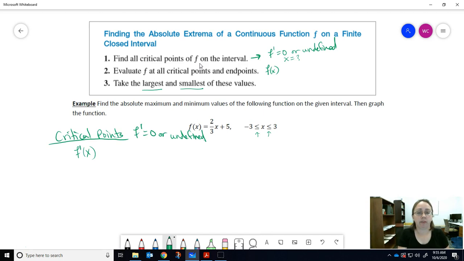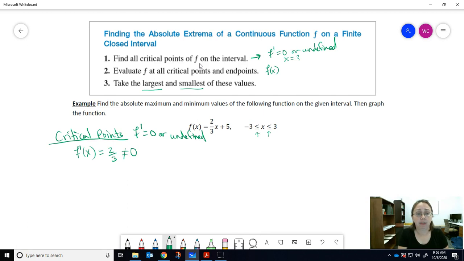So the derivative of this, let's see, 2/3 hangs out. The x goes to 1, and the 5 disappears. So this is our derivative. It says we need to find out where this is 0. Well, the derivative is 2/3. When is it 2/3? No matter what x I plug in, the derivative will always equal 2/3. So this will never be 0.